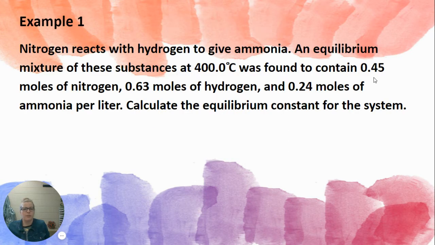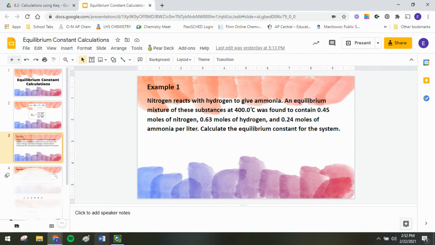So this first example, example 1, says that nitrogen reacts with hydrogen to give ammonia. And I'll get you that balanced equation in just a minute. It says an equilibrium mixture at 400 degrees Celsius was found to contain 0.45 moles of nitrogen, 0.63 moles of hydrogen, and 0.24 moles of ammonia per liter. Calculate the equilibrium constant for the system. So we are trying to actually find the K value with the values that are given here. And I'm going to work through this example with you.